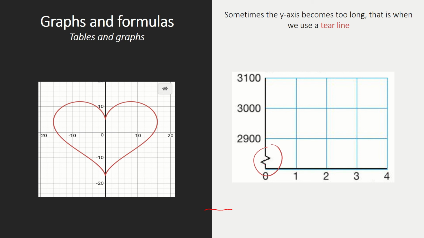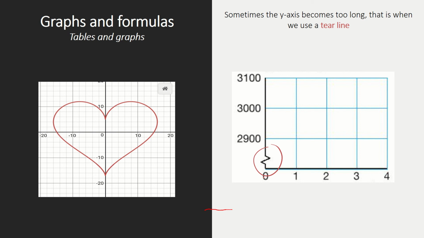This means, alright, 2900, and then you can use steps of 100, equals 3000, 3100, but underneath over here it just continues. So this will be 2800, 2700, etc. all the way until 0. So that's really an easy way to use a tier line.